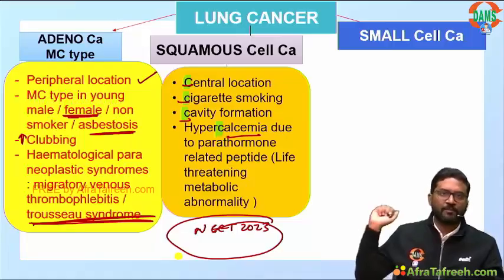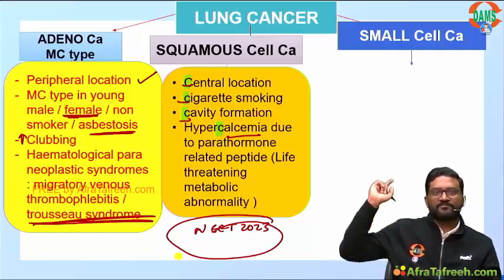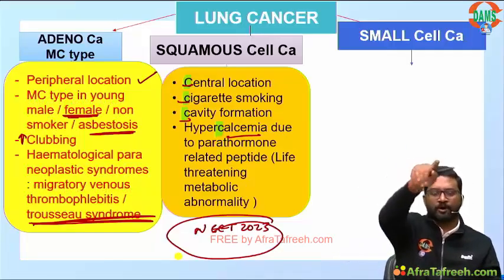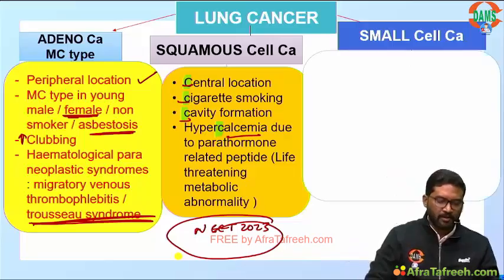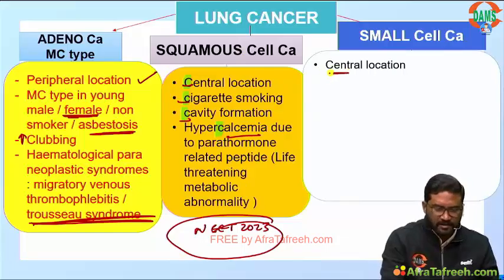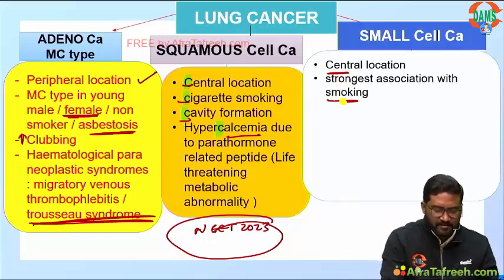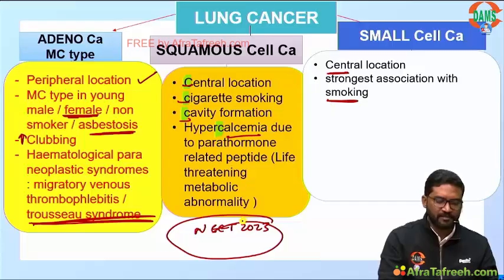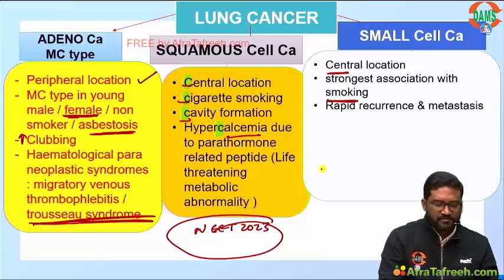So this is a commonly asked question. The name is small, but it can cause all manifestations. What are all those manifestations? It can be centrally located, associated with smoking. It can cause rapid recurrence and metastasis.